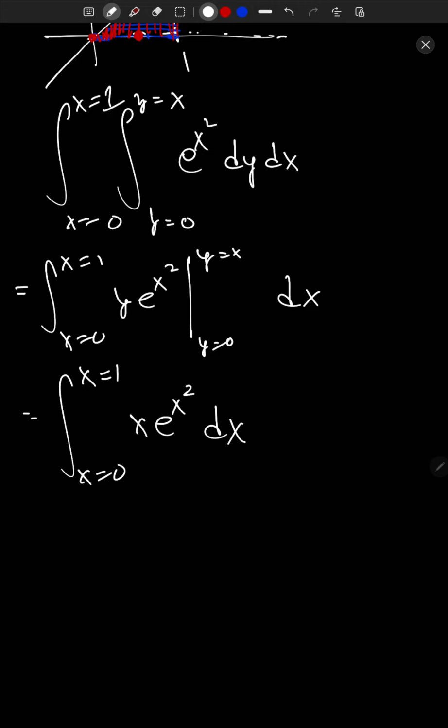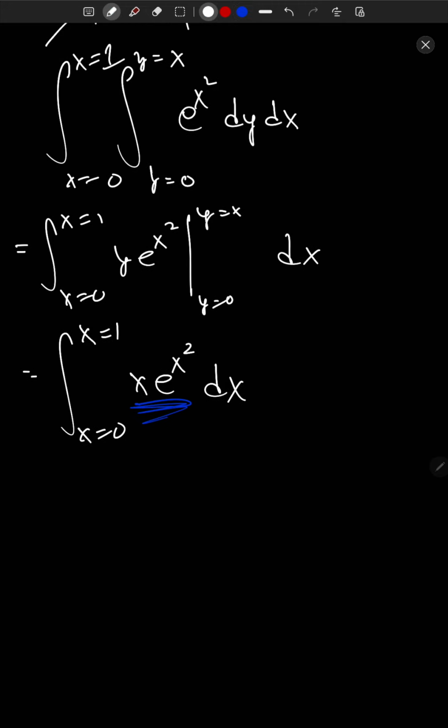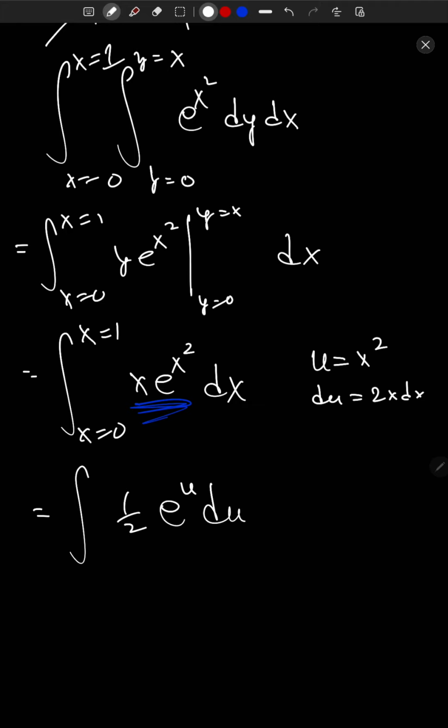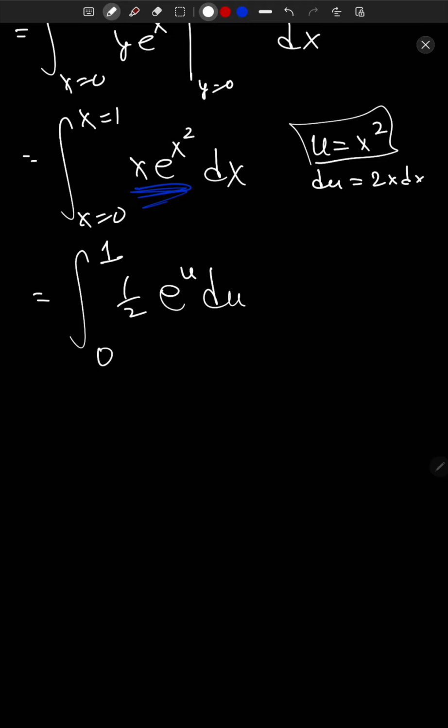And this is why we wanted to try this technique, because this one we can do by substitution. u equals x squared, du equals 2x dx. And so this integral is going to be 1/2 e to the u du. When x is equal to 0, u is equal to 0. When x is equal to 1, u is equal to 1. We're only integrating for positive values of x, so u equals x squared is not going to cause us any problems. And so we're all set.